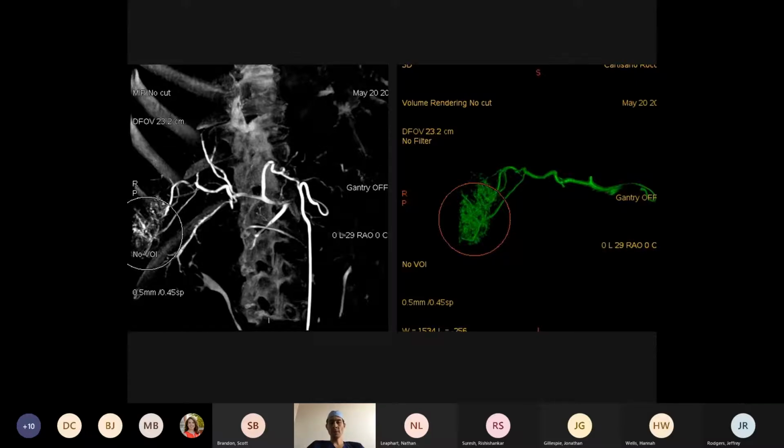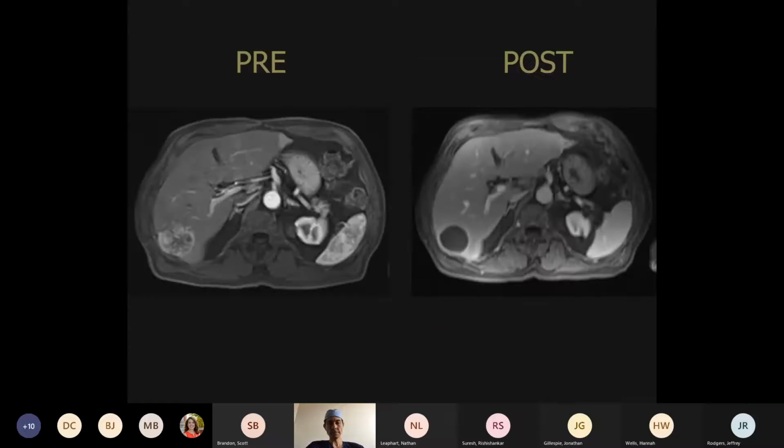In this case, we injected beads and chemotherapy, and then we brought the patient back a few weeks later for a follow-up to see what was left of the tumor. You can go to the next slide.